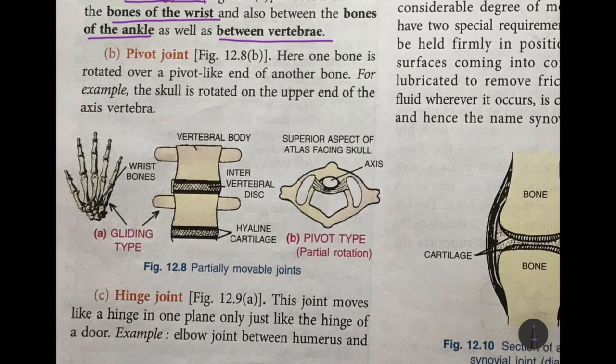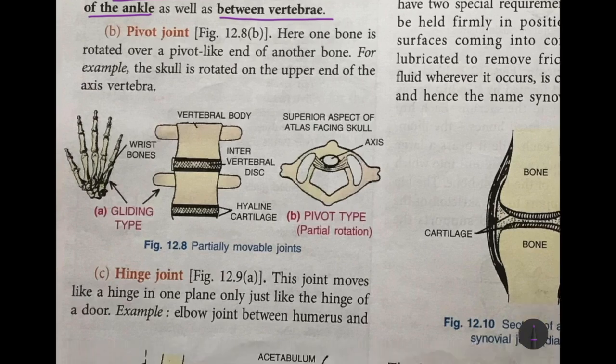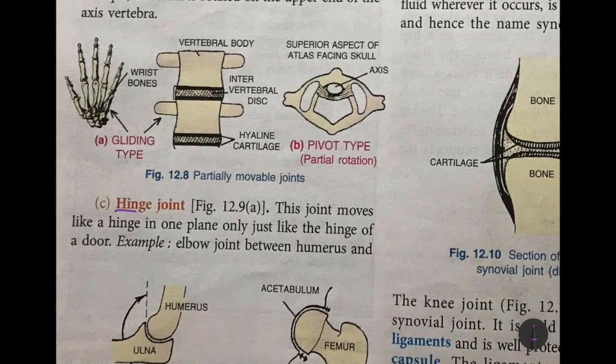Next is the pivot joint. Here there is one bone which rotates over a pivot-like end of another bone. For example, the skull is rotated on the upper end of the axis vertebra, that is the vertebra of the neck. Next we have the hinge joint.